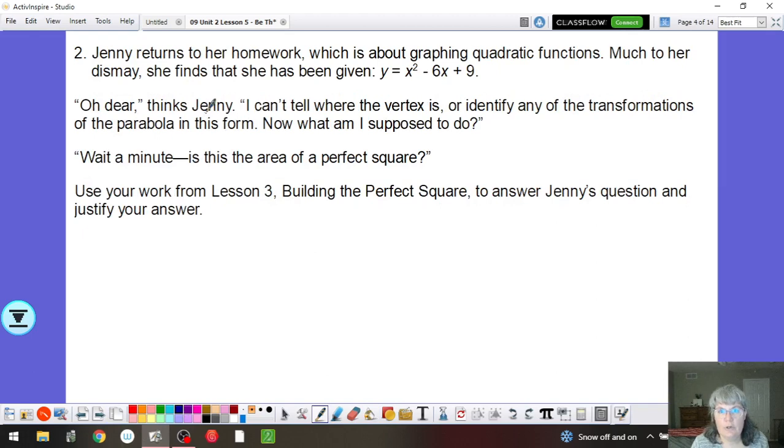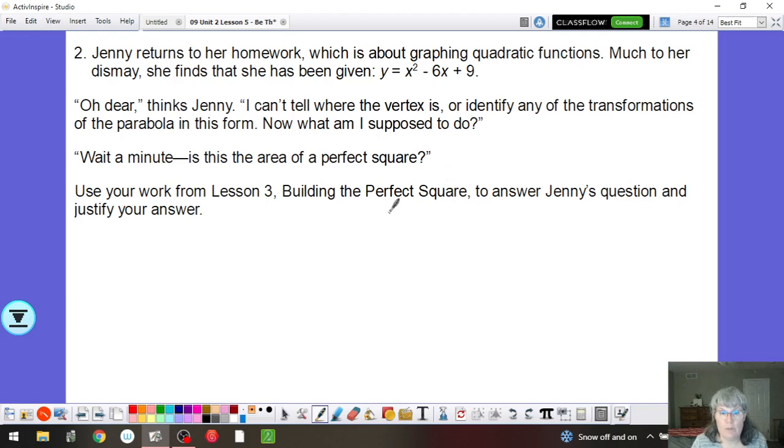Jenny returns to her homework, which is about graphing quadratic functions. Much to her dismay, she finds that she has been given y equals x squared minus 6x plus 9. Oh dear, thinks Jenny. I can't tell where the vertex is or identify any of the transformations of the parabola in this form. Now what am I supposed to do? Wait a minute. Is this the area of a perfect square?